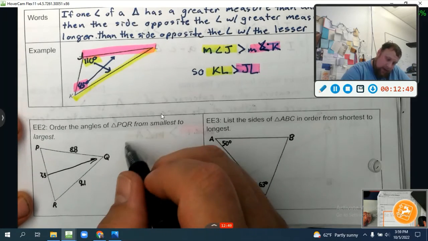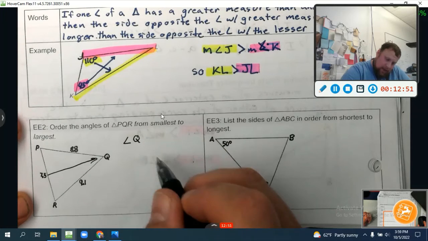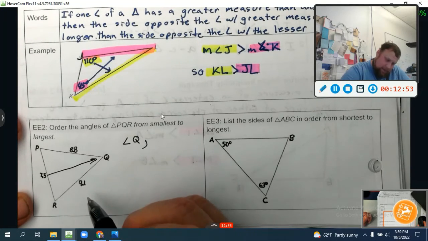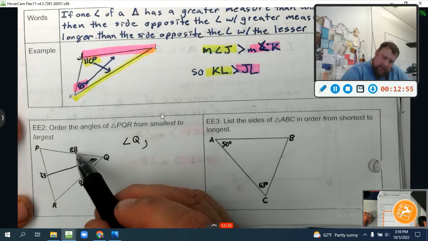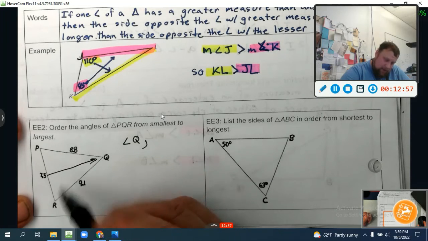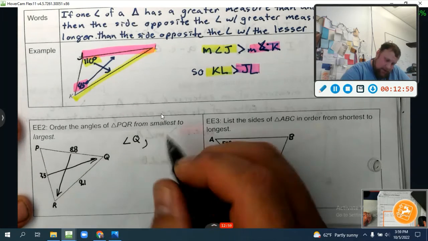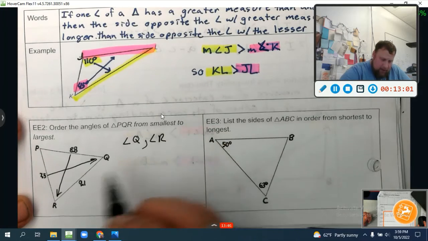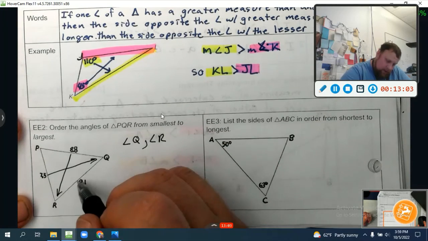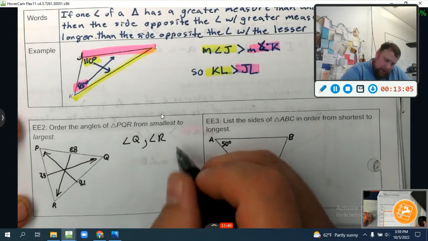The medium side is 8.8, so the opposite angle of that is angle R. So the medium angle is angle R. And the largest side is 9.1. The angle opposite of that is angle P. So this is angle P. Boom. Look at that. Super easy, right?